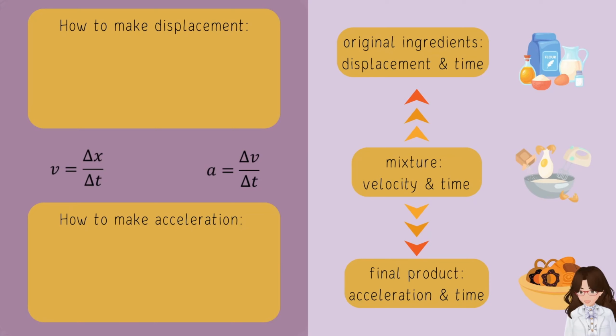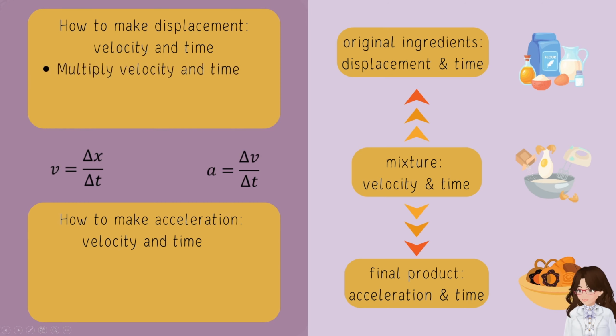Let's start out by talking about how to make each of these things. We have our mixture of velocity and time, and we want to make two things, displacement and acceleration. Well, in order to make displacement, we can use velocity and time, and to make acceleration, we can also use velocity and time. The way that we create them is just different.